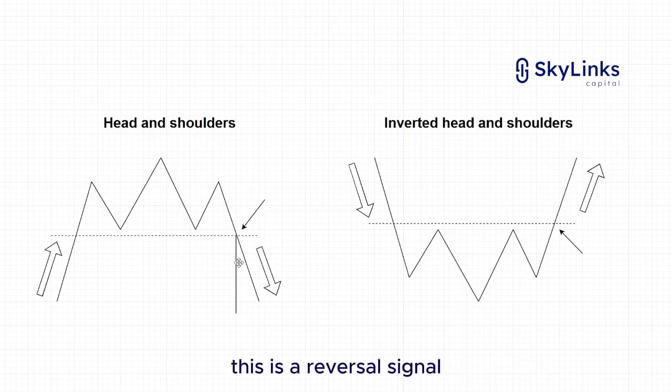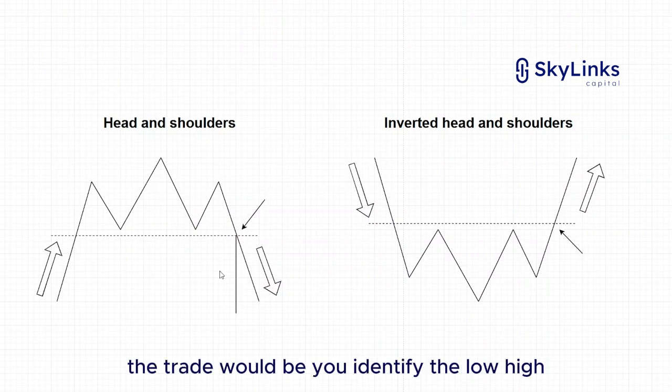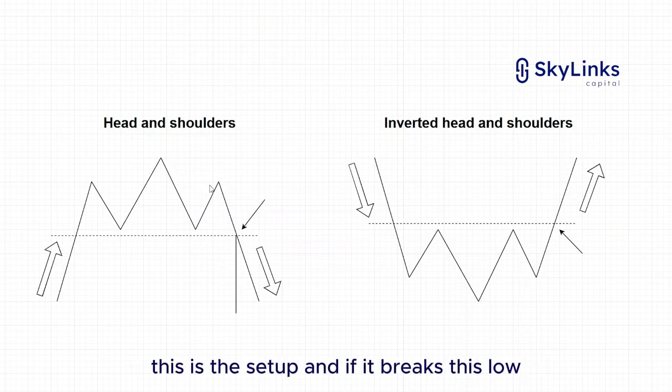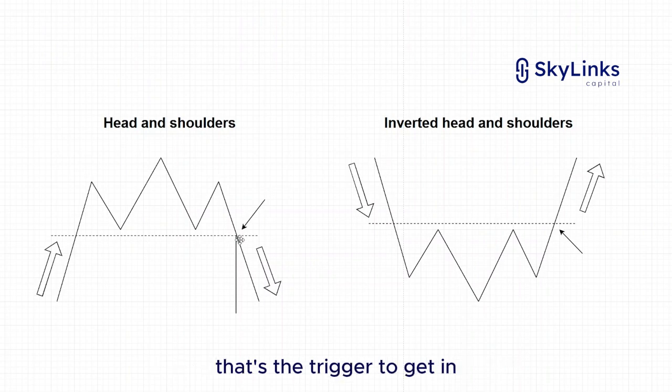This is a reversal signal. It's found at the top of an uptrend. The trade would be, you identify the lower high, this is the setup, and if it breaks this low, that's the trigger to get in.